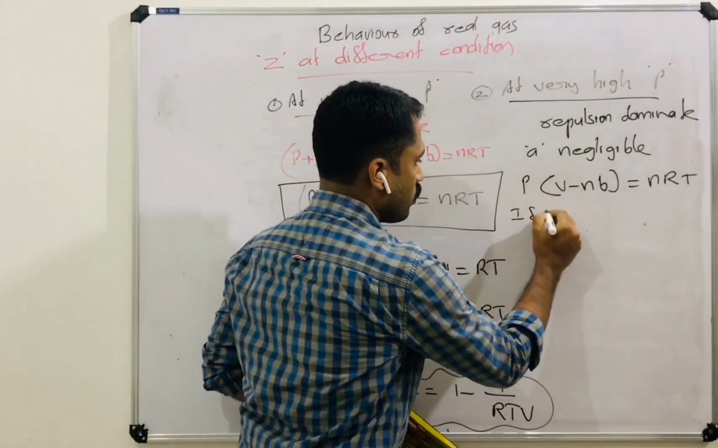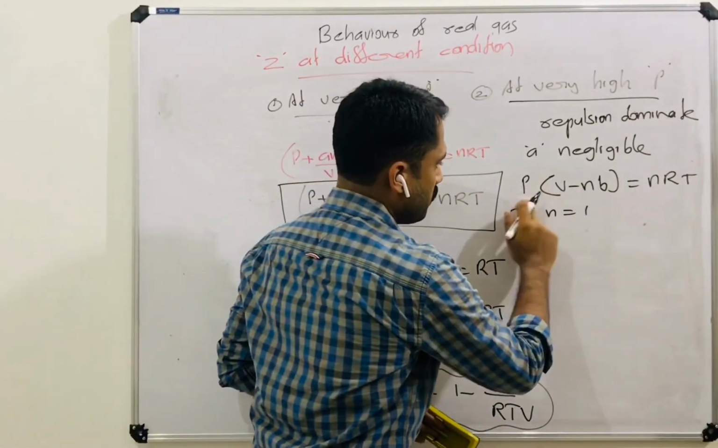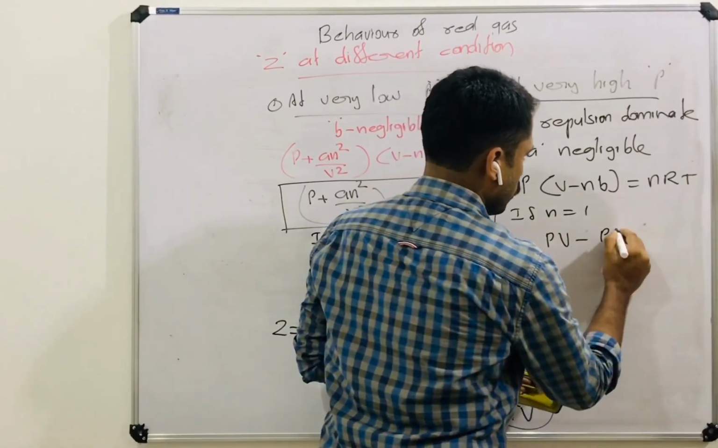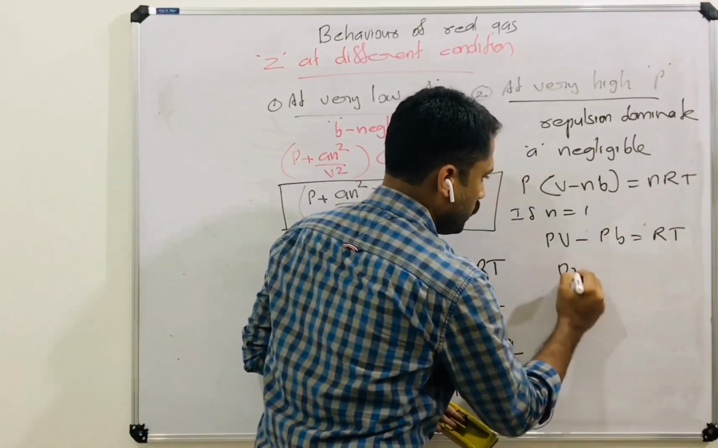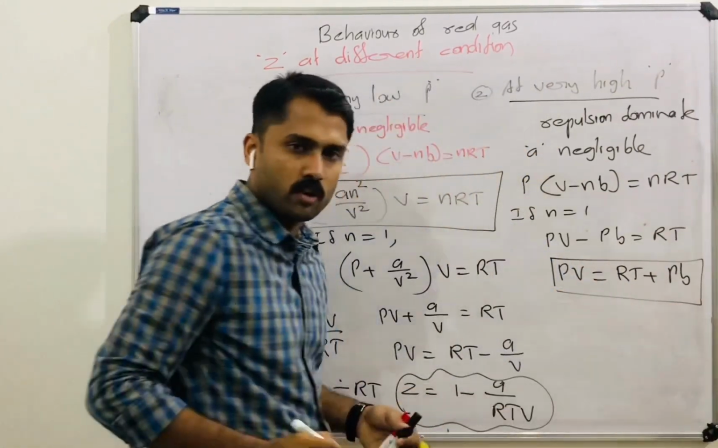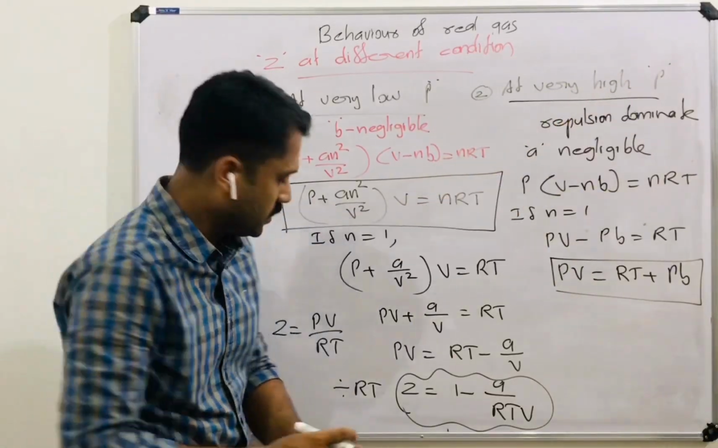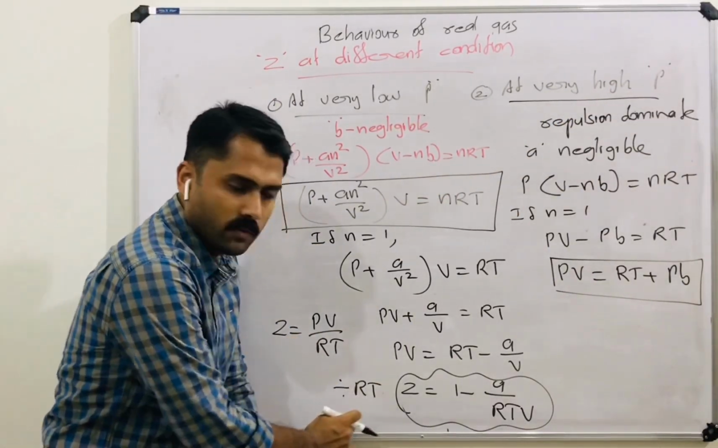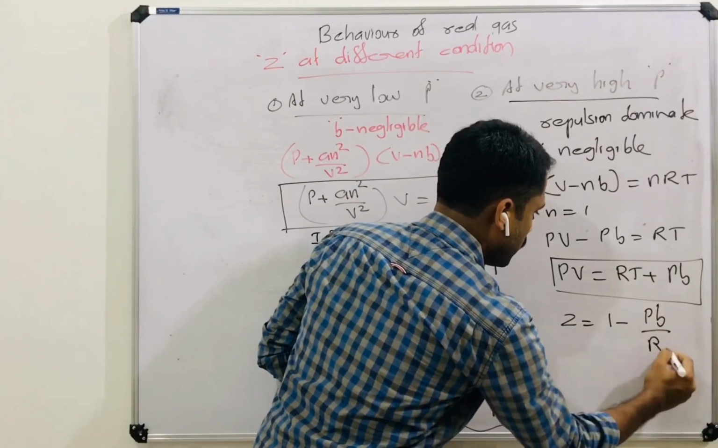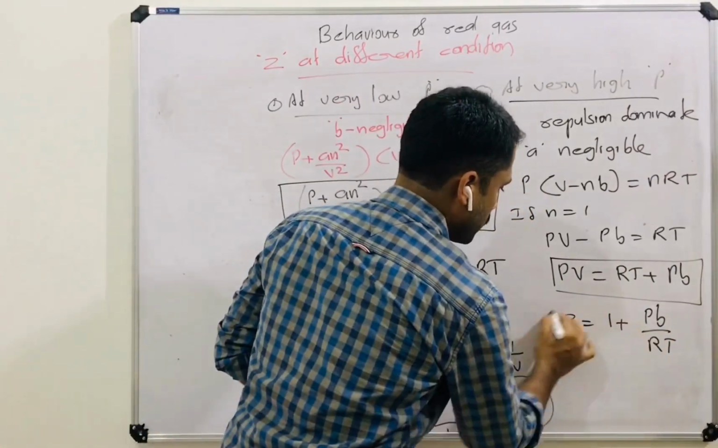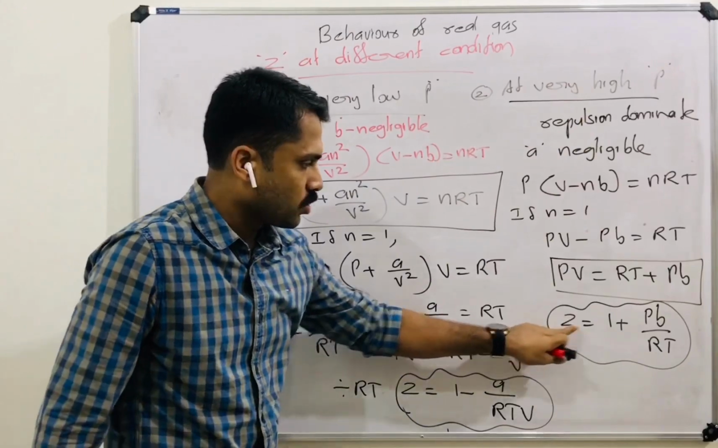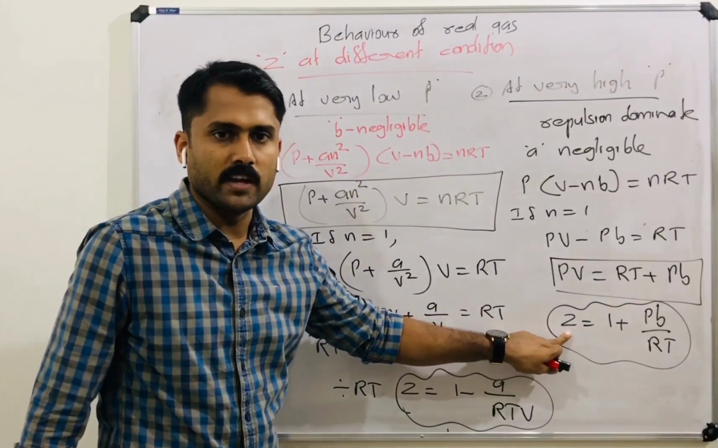For 1 mole, what will be the equation? By multiplying, PV − Pb = RT, and PV = RT + Pb. This is the equation for real gas at very high pressure. What is Z? Z is equal to PV by RT. So let's divide by RT. This side becomes Z, and it becomes 1 + Pb/RT. This is the equation for compressibility factor at very high pressure.